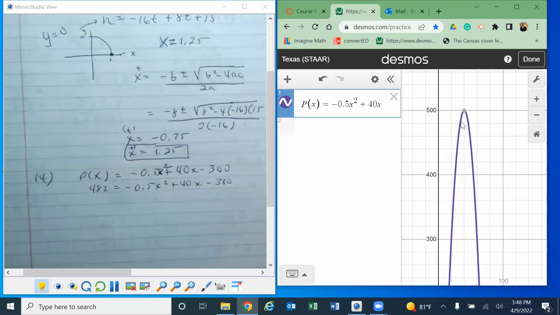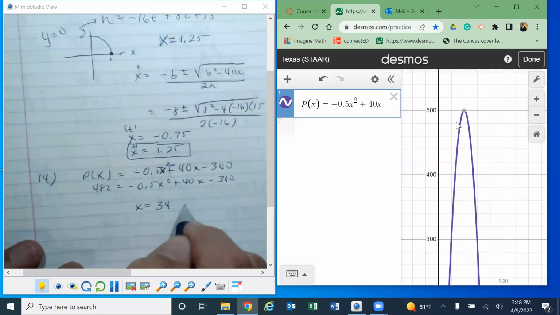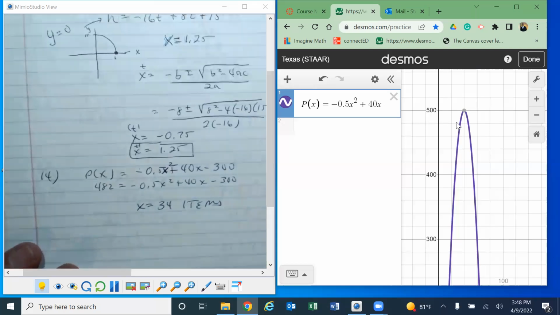So how many does the company have to sell to make a profit? Well, they have to sell at least. You take the smaller number because that's what they're asking you. They're asking when can you start making a profit? Well, you have to sell 34 shirts to make a profit. So my answer is 34. I would say x equals 34 items. We just use shirts as an example.